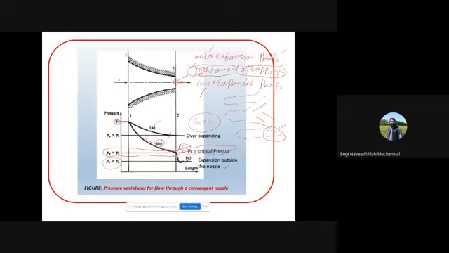And here, if your atmospheric pressure is less than the critical pressure or the design value, then you can say that is your under expanded nozzle. And sometimes we deliberately have this under expansion case. Maybe you know about this thing.